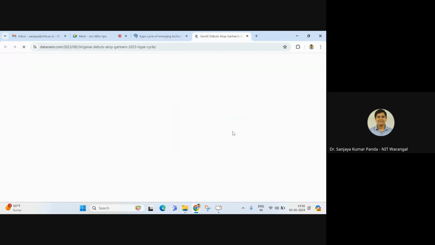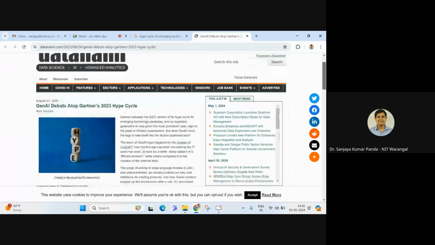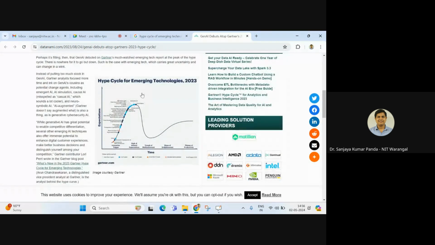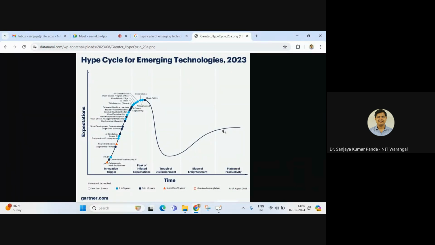This hype cycle is released twice a year, and the latest one available is August 2023. Probably in the first part of the year, like January and February, one hype cycle is released, and in the second part, in July or August, they release the second. You will not get the very latest hype cycle because it is not open source, but once a new cycle is released, you can get the older one.